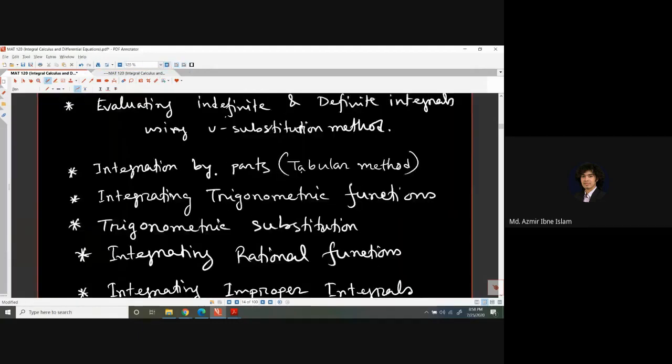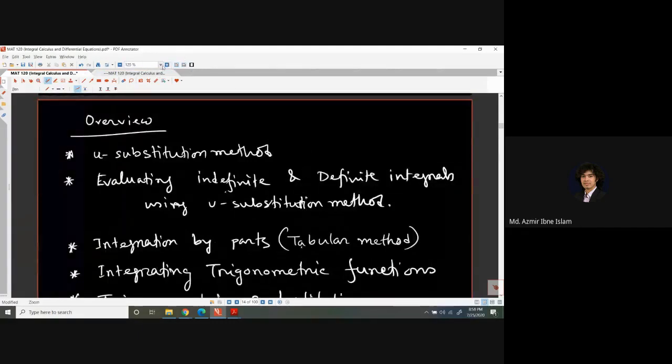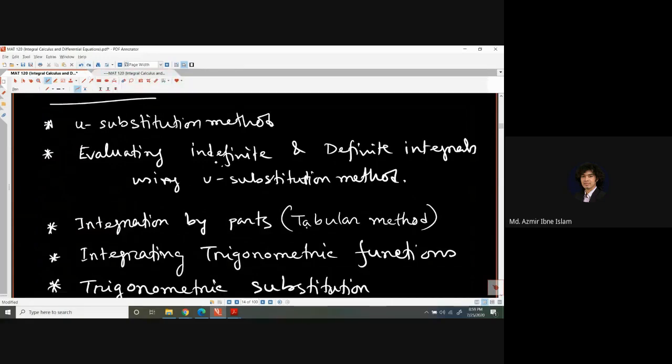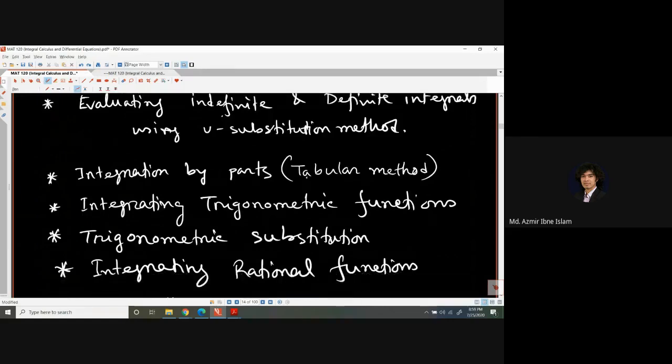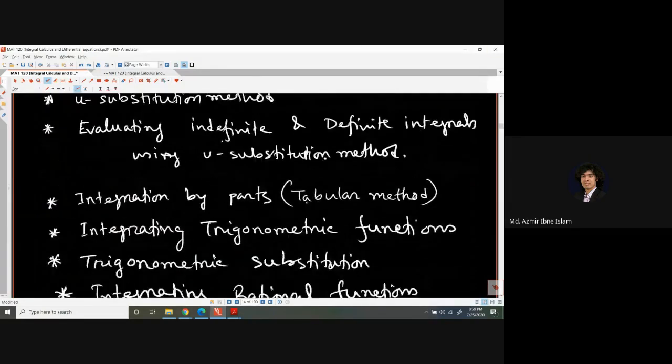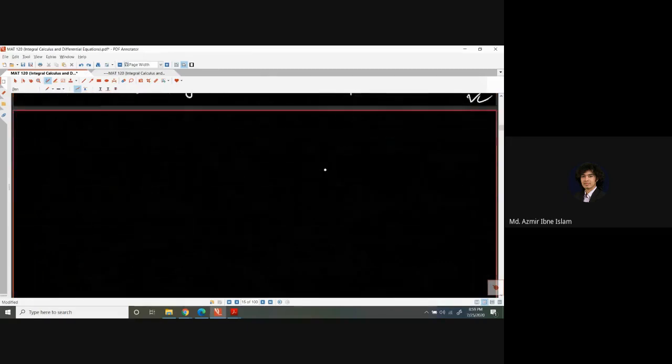So we are starting from U-Substitution method now. This is the very basic of integral calculus. Without substitution method, we can't move to the other concepts, that is integration by parts, integrating trigonometric functions, trigonometric substitutions, like that. Okay, so first of all, let's have a look at the U-Substitution method.